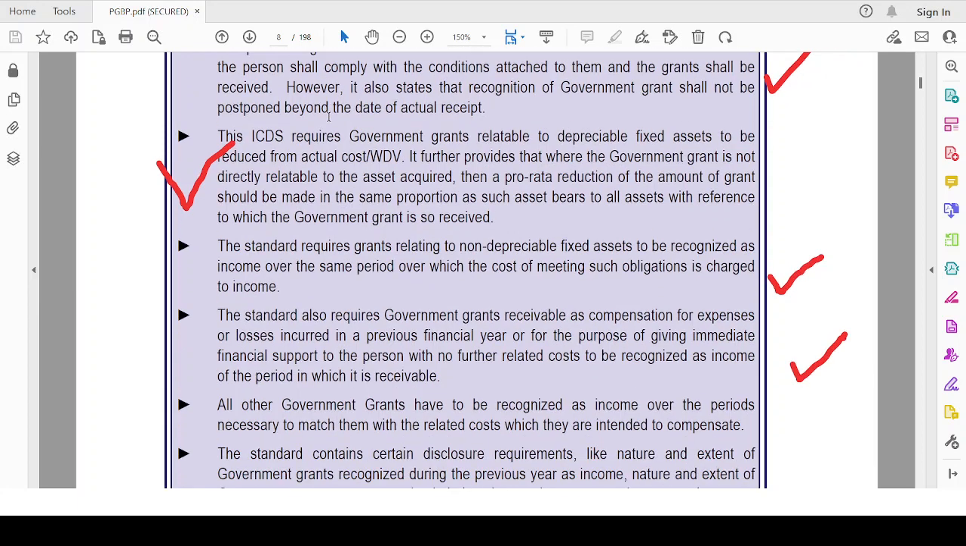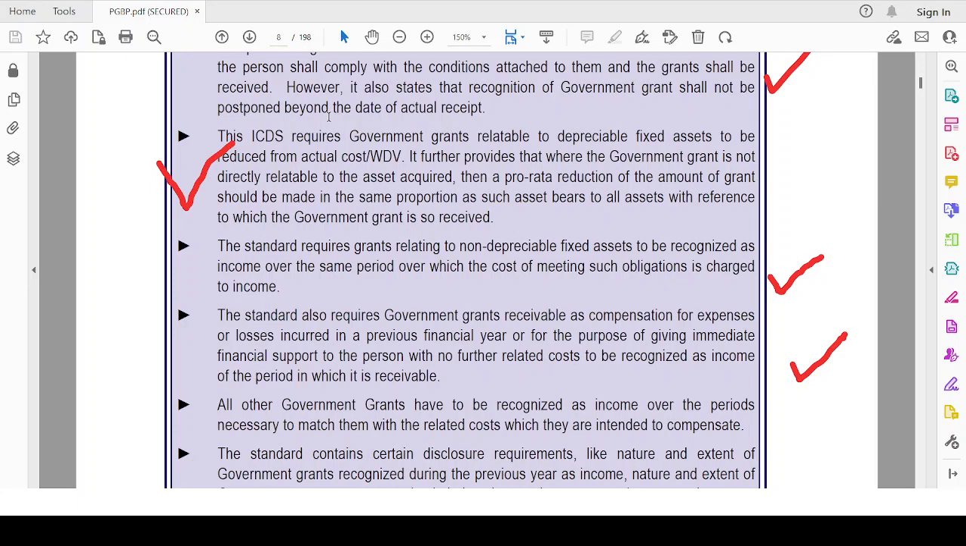This ICDS deals with government grants which are related to depreciable fixed assets. In accounts we had two options: either deduct it from the cost or keep it as deferred income, right? But in ICDS, we have to reduce it from the actual cost or WDV. Actual cost or WDV.